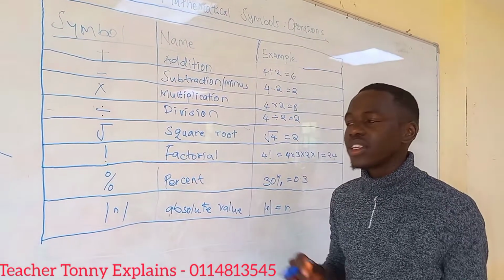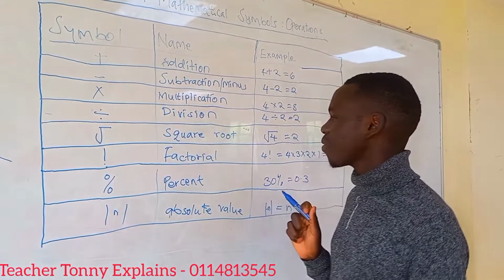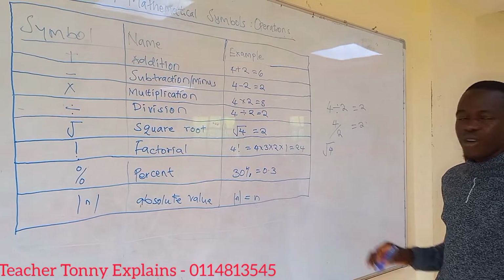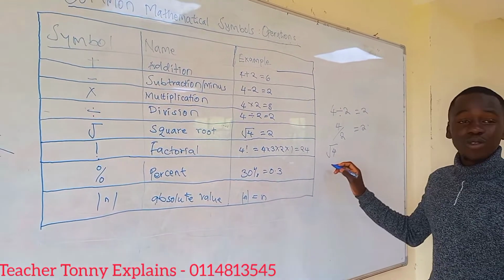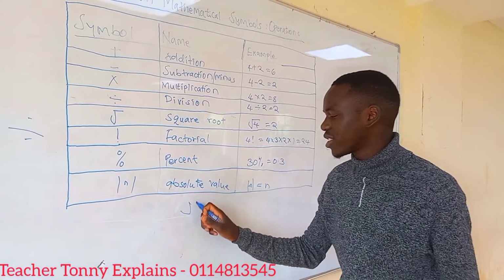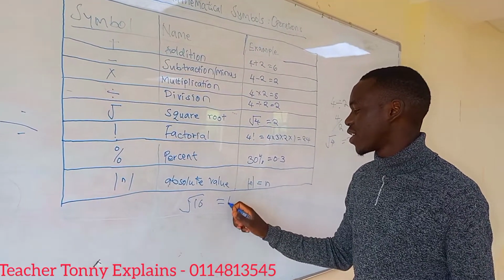The next symbol is square root symbol. For example, we're going to have the square root of 4. In other words, the square root of 4 is equal to 2. If you have the square root of 16, we get 4.